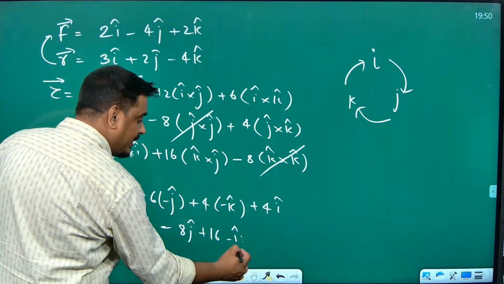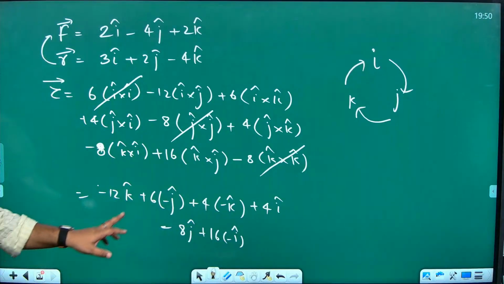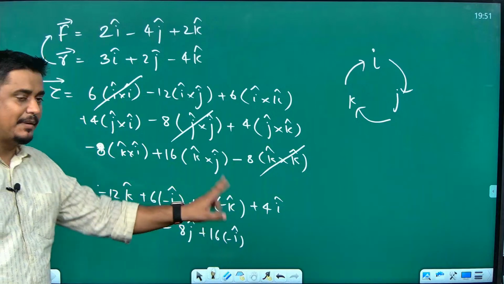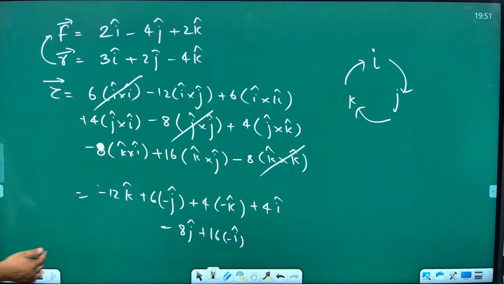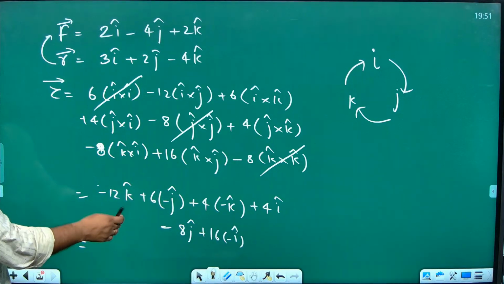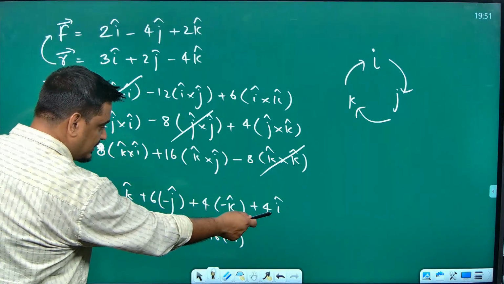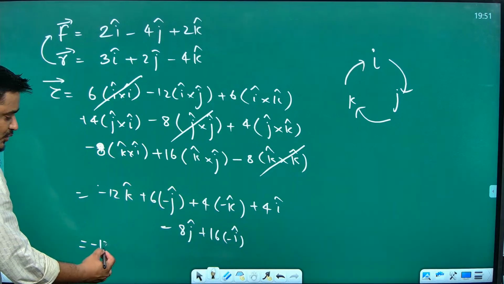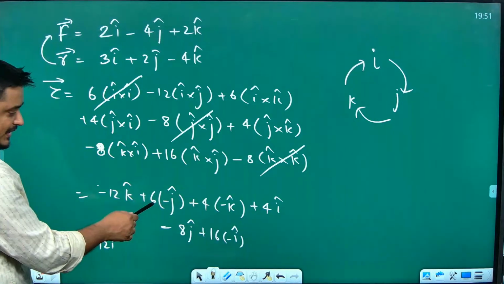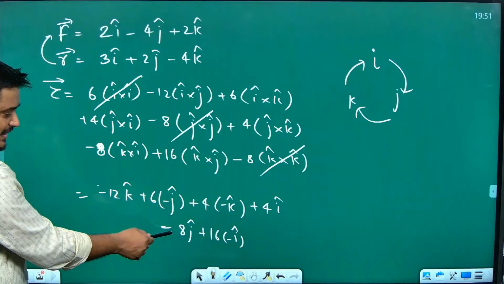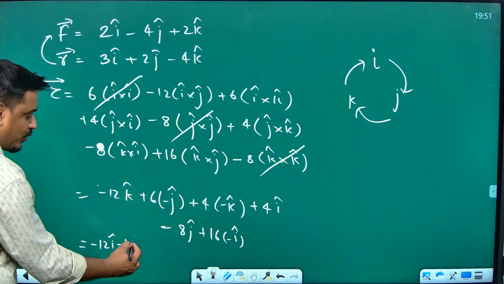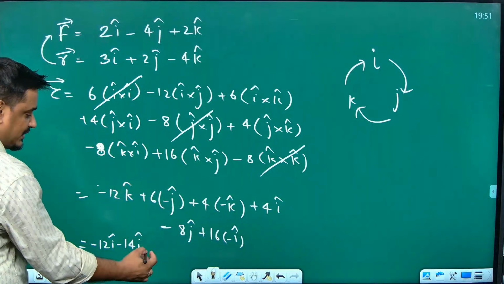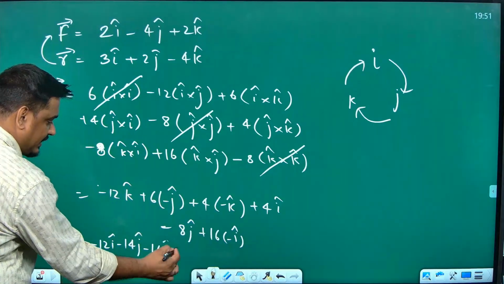For verifying, always have a habit of checking plus i minus i, plus j minus j, plus k minus k. It means it is correct. Now, add the i together. Here 4i is there, here minus 16i is there. So how much will it become? Minus 12 i cap. Then minus 6j is there and minus 8j is there, so minus 14j. Minus 12k is there, minus 4k is there, minus 16k.